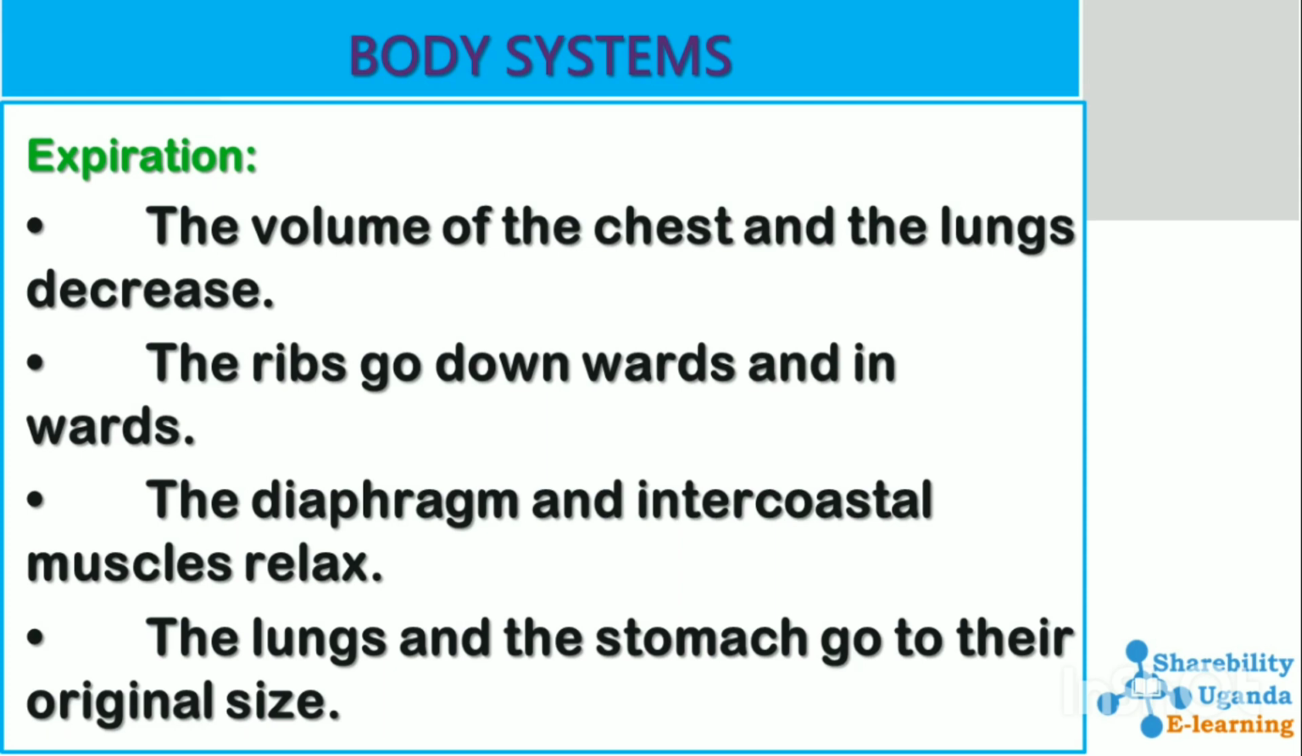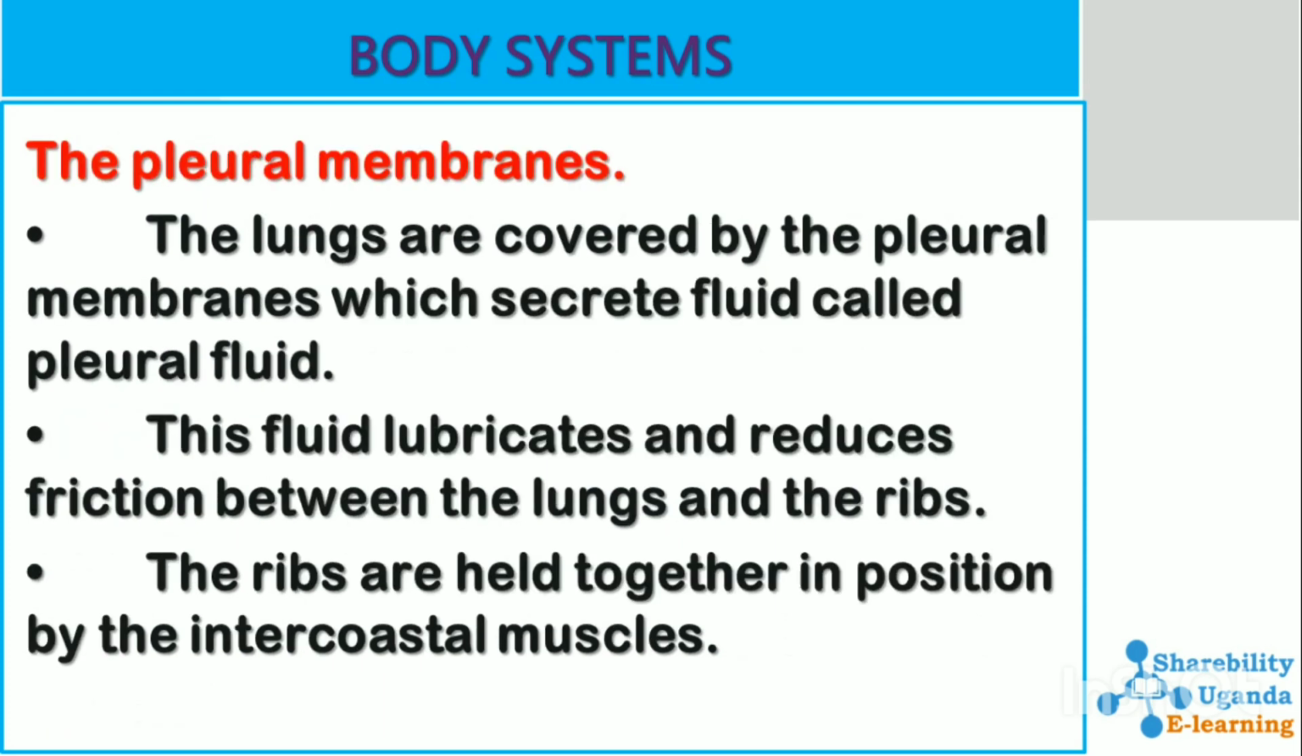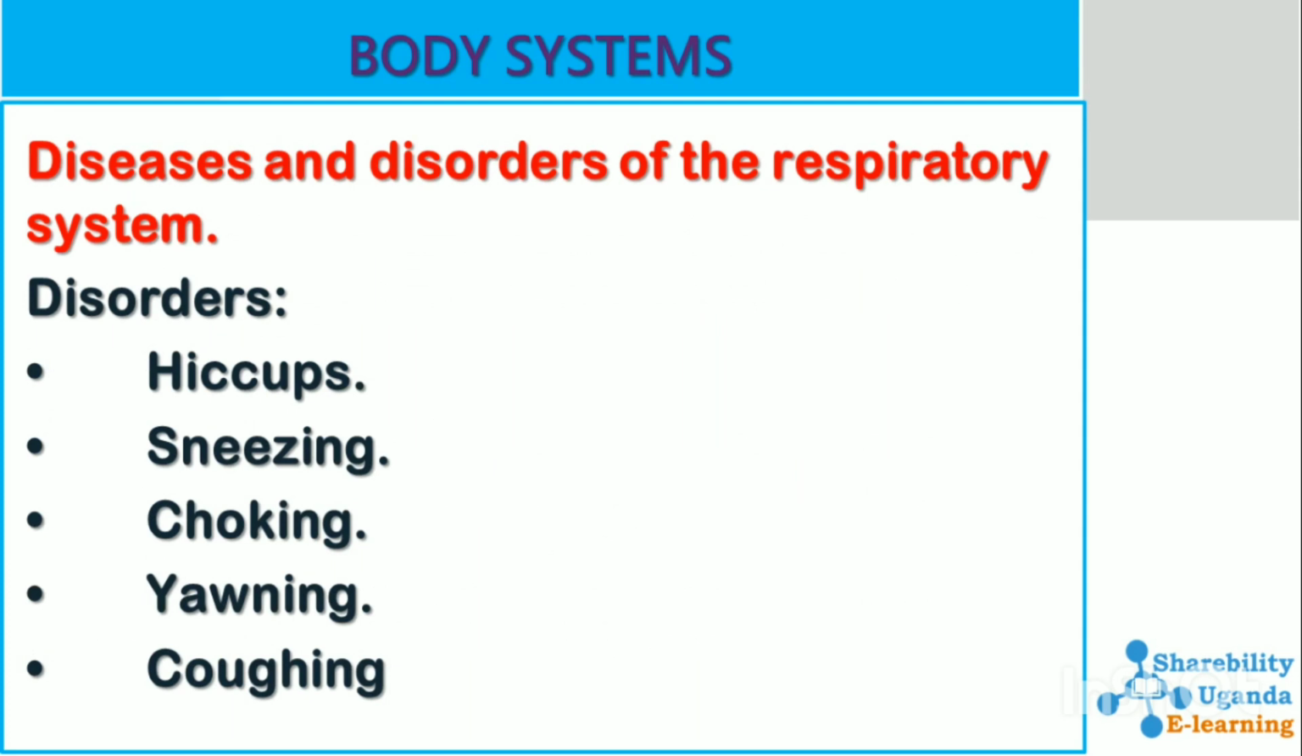Then in expiration, or during passing out of air, the volume of the chest and lungs decreases. The ribs go downwards and inwards. The diaphragm and intercostal muscles relax. The lungs and the stomach go back to their original size. We have what we call the pleural membranes. The lungs are covered by the pleural membranes, which secrete a fluid called pleural fluid. This fluid lubricates and reduces friction between the lungs and the ribs. The ribs are held together in position by intercostal muscles.